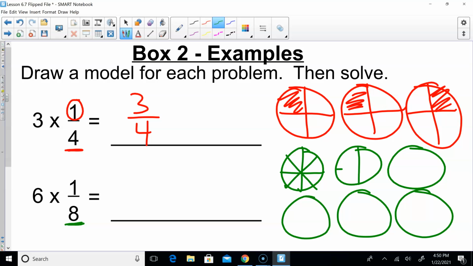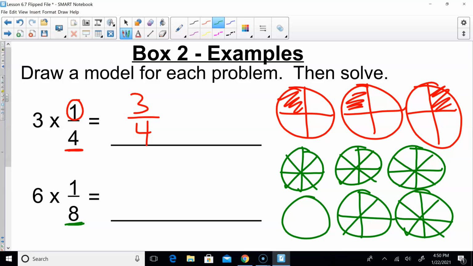Why do I choose even numbers? Because they're way easier to divide things by even numbers. Although I shouldn't say that because 6 is kind of hard to make in a circle sometimes. But a lot better than odd numbers.